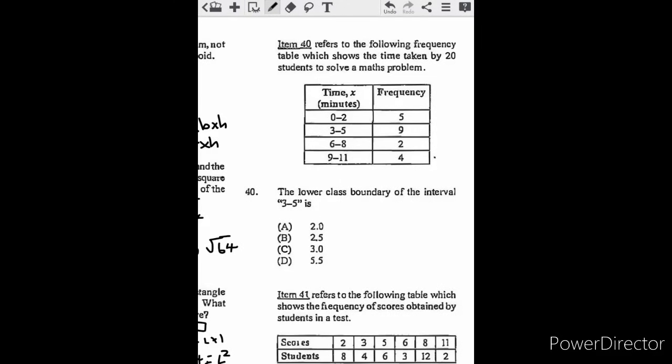And 40 is asking us the lower class boundary of the interval 3 to 5, and let's highlight that, so 3 to 5. If we want to find the lower boundary of 3 to 5, then we need to find the lower limit, which is 3, and subtract 0.5 from that. So we'll have 3 minus 0.5, and that is equal to 2.5. So our lower class boundary would be equal to 2.5. And that is B.